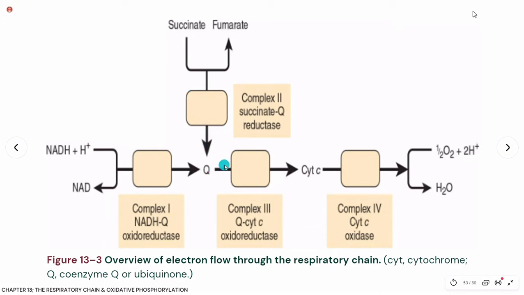Then Q transfers it to complex 3, then cytochrome C, then complex 4, and then out as water, as the oxygen combining or accepting the hydrogen, and it forms water. At the same time, ATP are formed. How is this ATP formed? We will talk about it. We have what we call the chemiosmotic theory.